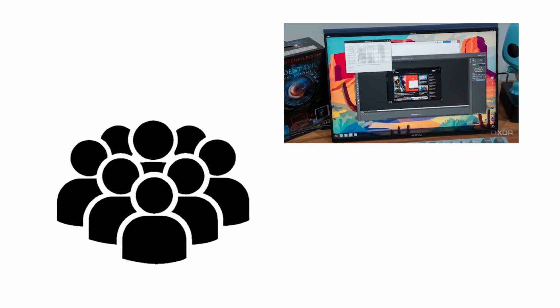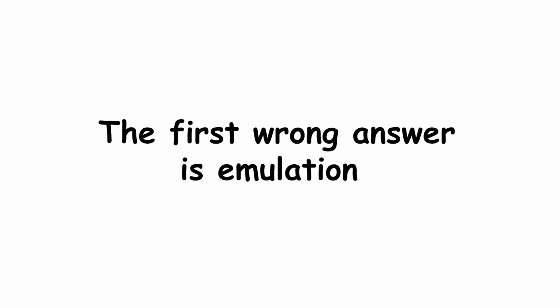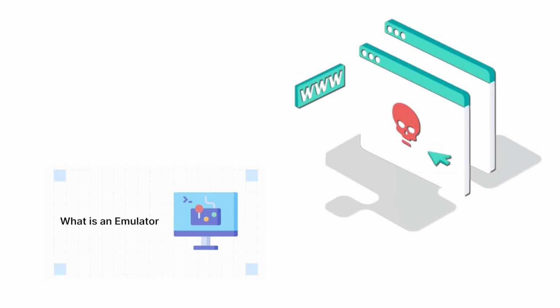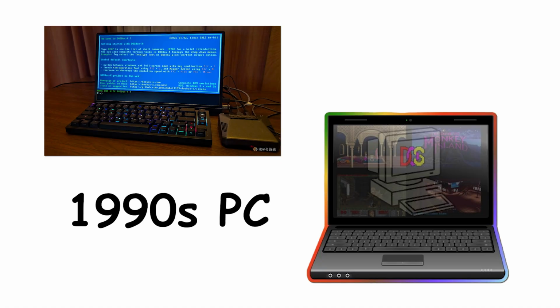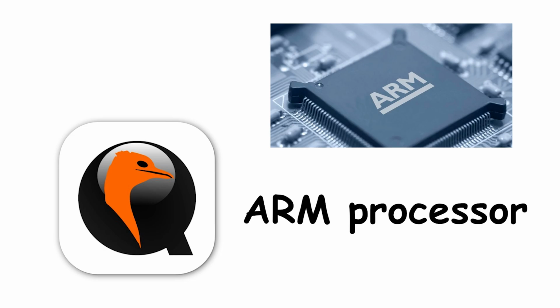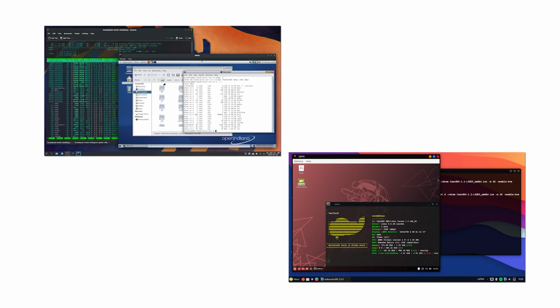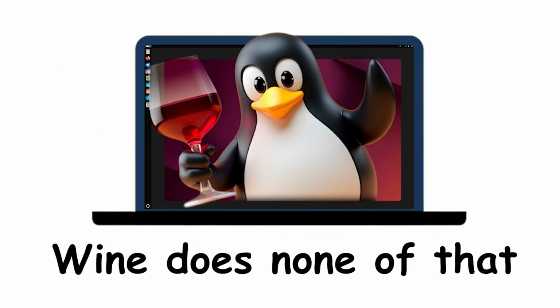Start with what people think is happening, because all three of the usual explanations are wrong. The first wrong answer is emulation. An emulator pretends to be different hardware. DOSBox pretends to be a 1990s PC. QEMU can pretend to be an ARM processor on an Intel machine. That means reading each machine instruction and simulating what the original chip would have done. Emulation routinely runs 10 to 100 times slower than native. Wine does none of that.